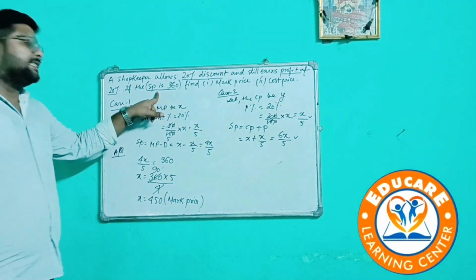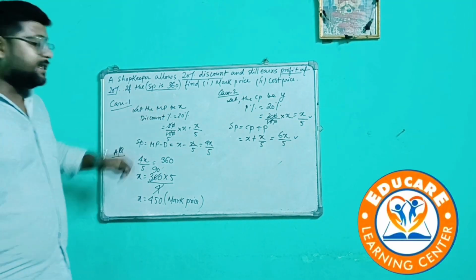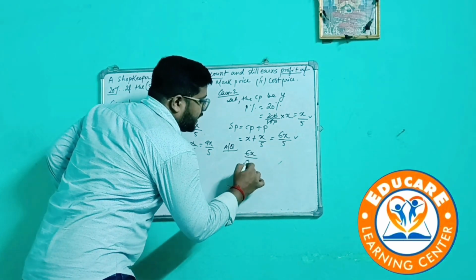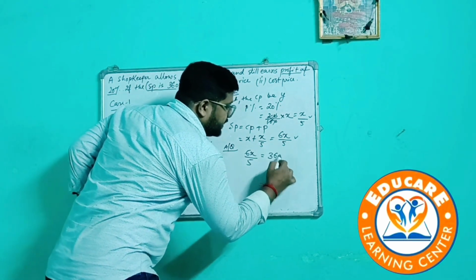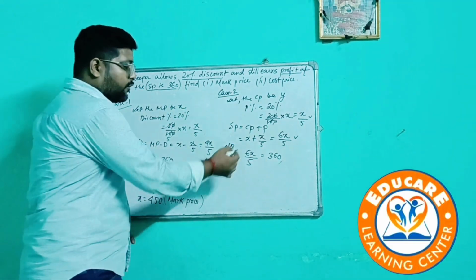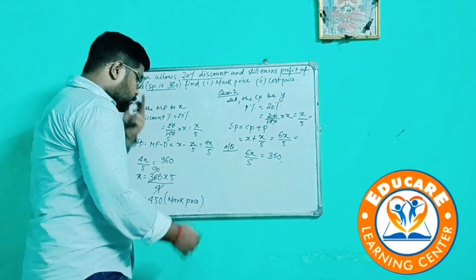And we already got a SP in our question, that was 360. So according to the question, we can say 6X by 5 is equal to 360. As because this SP and this SP is equal. So from there we need to find the value of X, which is simple.